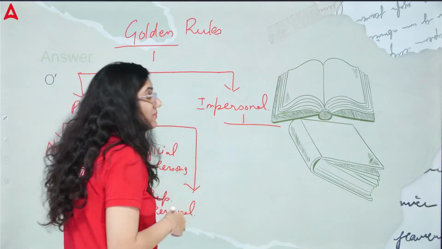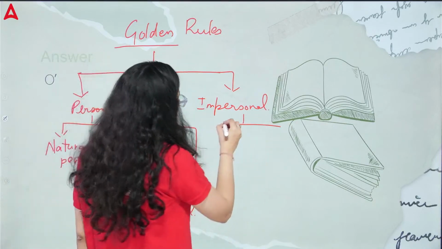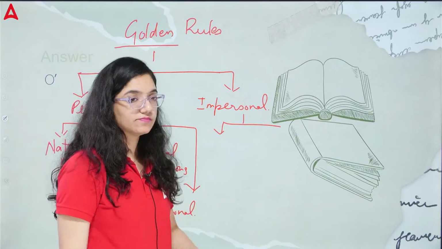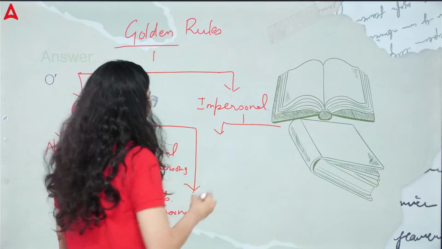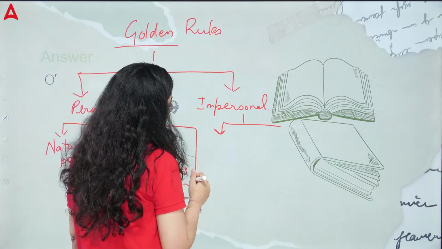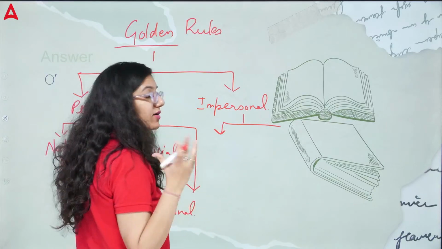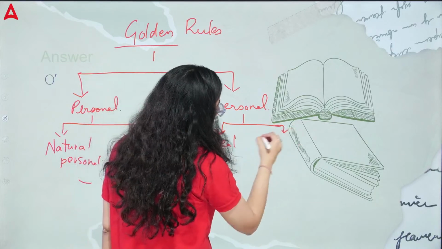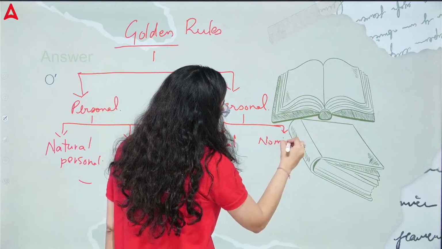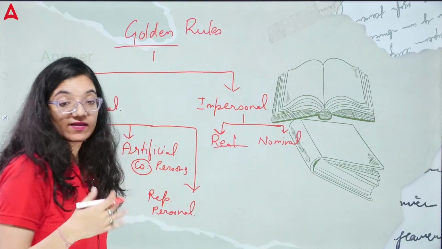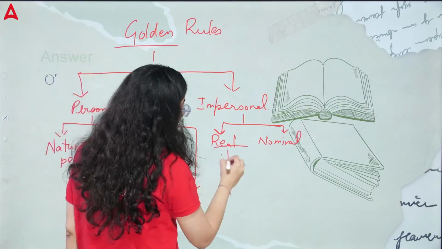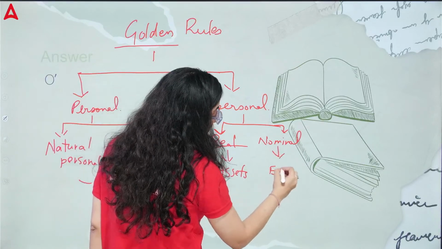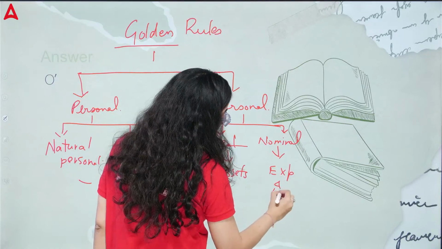After the personal account, that is impersonal. If we cover the area of impersonal, what happens in impersonal? Impersonal account means the accounts which do not relate to persons. One is real and one is nominal. It does not relate to the persons at all. That is why it is called impersonal. In the real account, you will find only the assets. And in the nominal account, you will find all the expenses and losses.